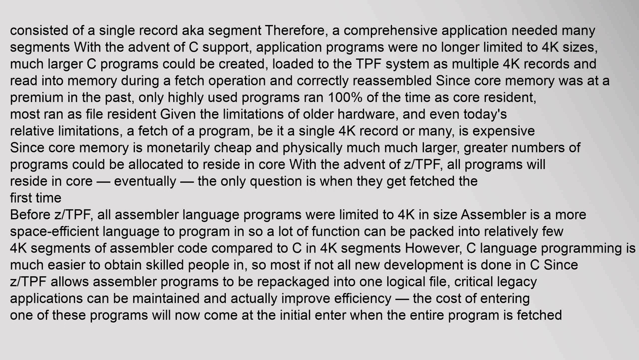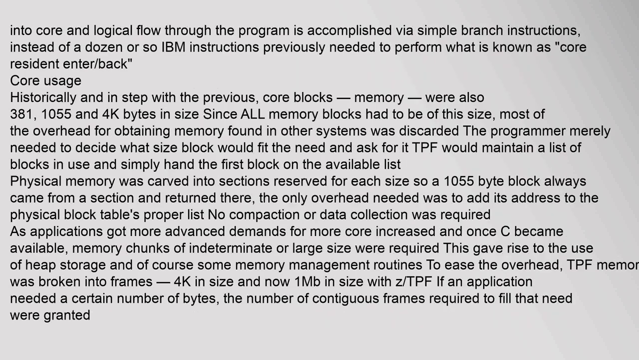A fetch of a program, be it a single 4K record or many, is expensive. Since core memory is monetarily cheap and physically much larger, greater numbers of programs could be allocated to reside in core. With the advent of 64-bit TPF, all programs will reside in core. Programs are loaded into core and logical flow through the program is accomplished via simple branch instructions, instead of the dozen or so IBM instructions previously needed to perform what is known as a core resident enter/back, in step with the previous core block usage.